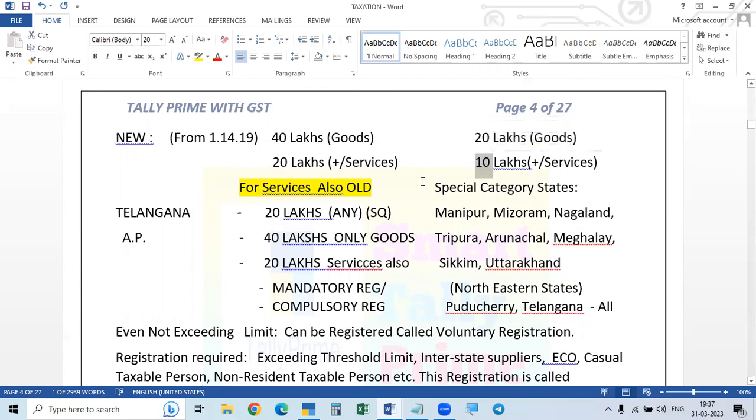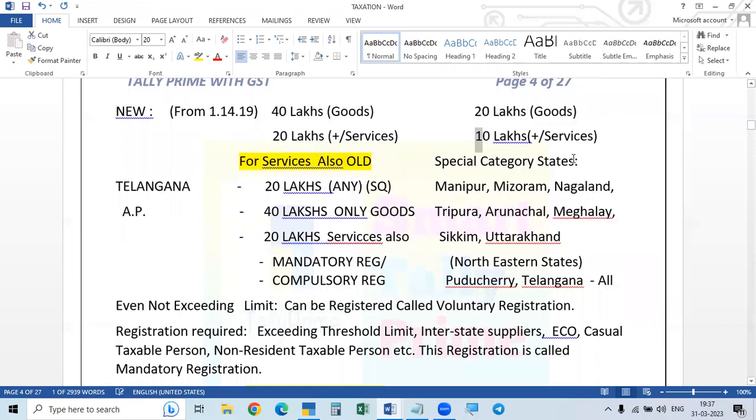Annual total turnover. What is meant by total turnover? I will tell you later. So this is the limit for the special category states: 20 lakhs for goods and 10 lakhs for services also. And all other states except these are categorized as general category, that is, normal category states.